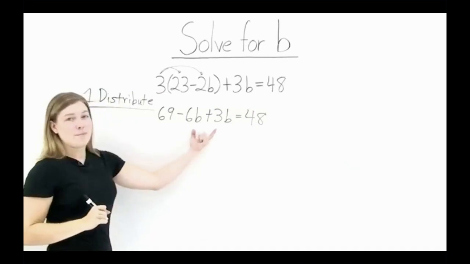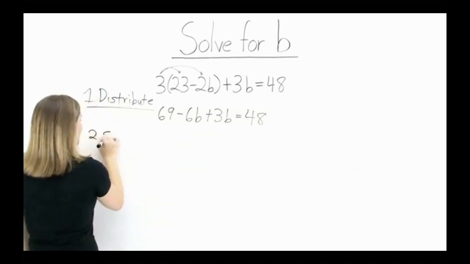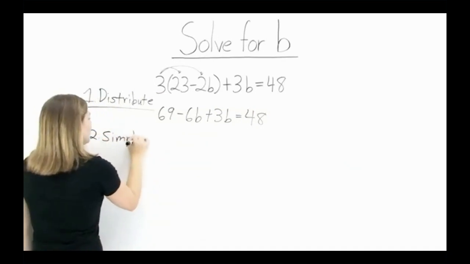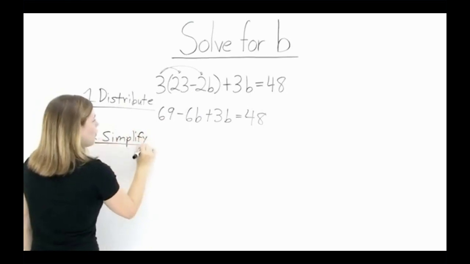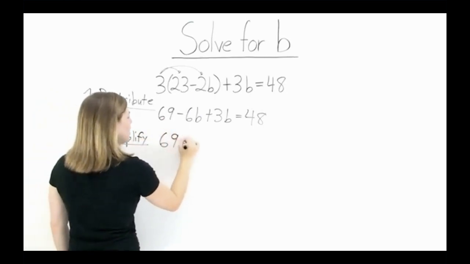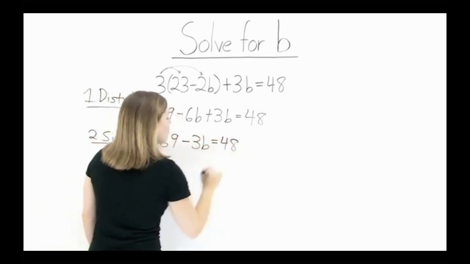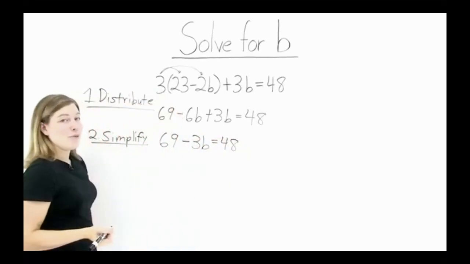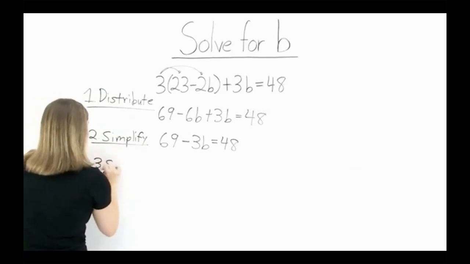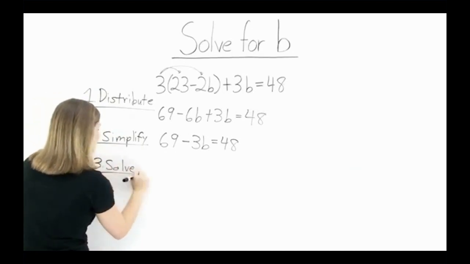Now, our b's can be combined together. So step 2 is to simplify. When we do that, we still have our 69. We now have a negative 3b, and that equals 48. Now we can solve for b. Step 3 is to solve our problem.